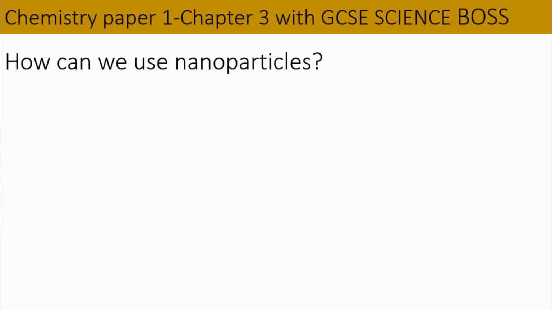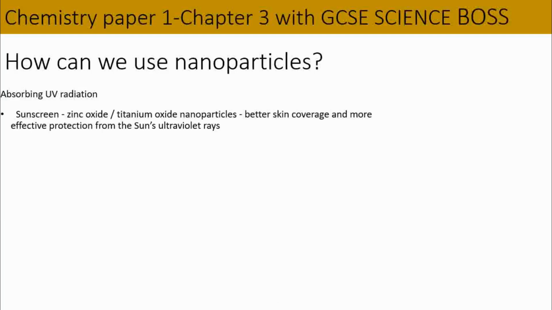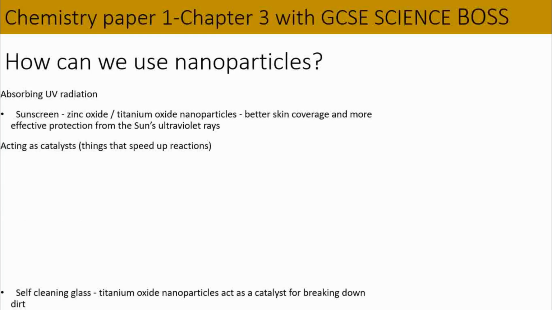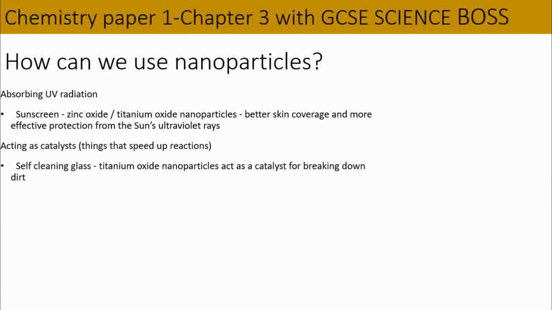And because of this, nanoparticles can be used for absorbing UV radiation, so therefore it is used in sunscreen and things like those because they're quite effective at absorbing the sun's ultraviolet rays. They're good for acting as catalysts. Catalysts are substances which speeds up reaction. They're good for cleaning glass, and they're quite good for allowing the absorption of certain substance in the body.